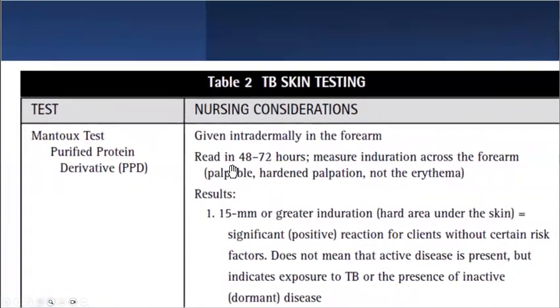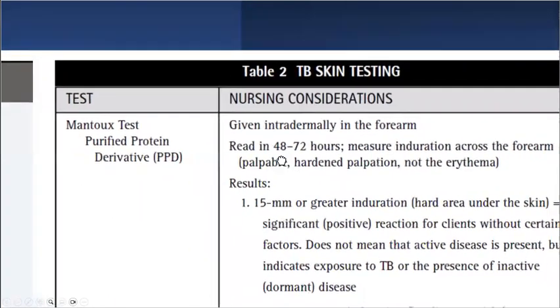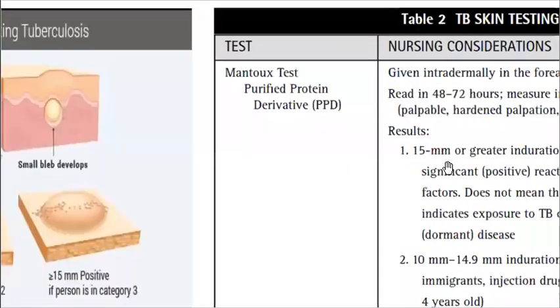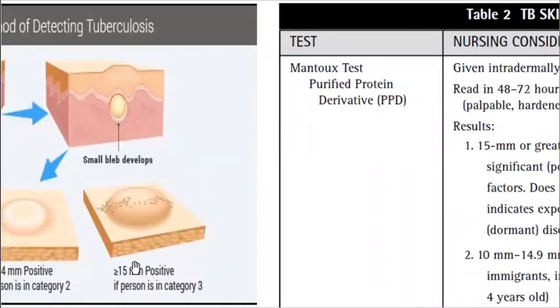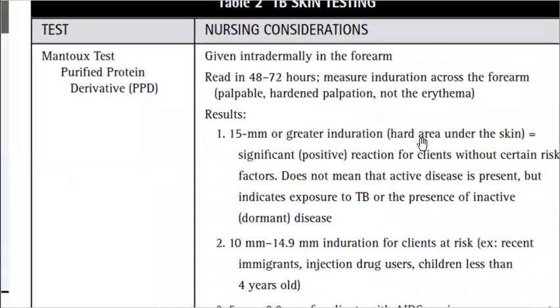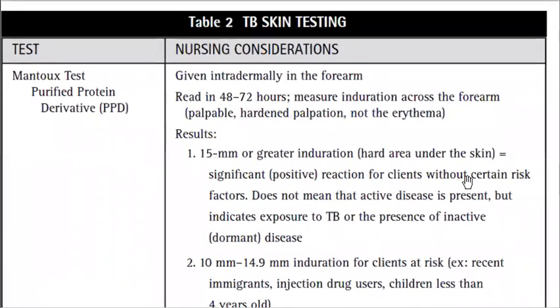And you want to remember that our results should be read in 48 to 72 hours. And we said we're going to measure the induration across the forearm. So we're not looking out for erythema, we're looking out for a palpable, hardened area. So that's what you want to see. And in reading the results, you want to read it in conjunction with some patient-specific risk factors. So if we have an induration that is 15 millimeters or greater, so you have a hard area under the skin, that is a positive reaction for clients without certain risk factors.